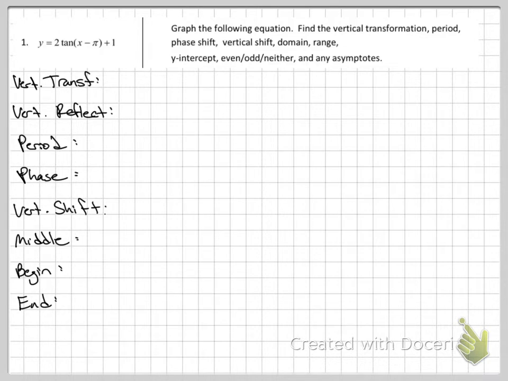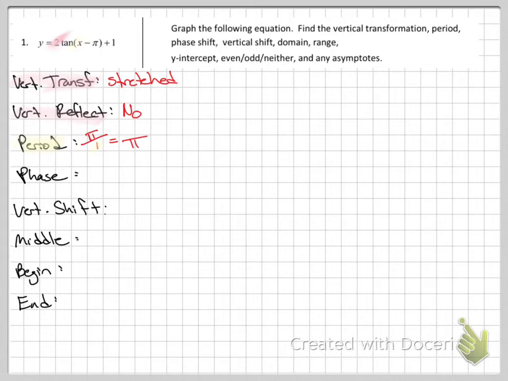Okay, so vertical transformation. There is a 2 in front. So you look at A to determine transformation and reflection. 2 means it's stretched. Positive 2 means it has no vertical reflection. There is an imaginary 1 in front of that x. So period for tangent is pi over that imaginary 1, which is just pi.